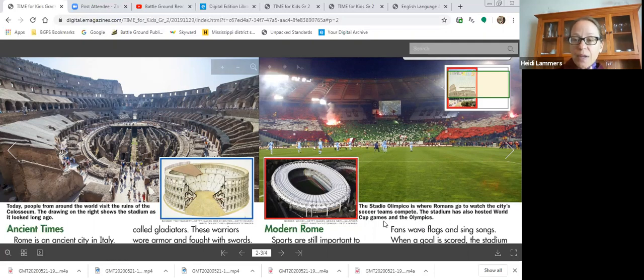competitions, is the word I was trying to think of. The World Cup is like the ultimate competition. So soccer teams from all over the world, not just Rome, would go to play at this stadium. And then the Olympics is again the worldwide sports competition. And so people from all over the world came to this Stadio Olimpico for the Olympics as well.